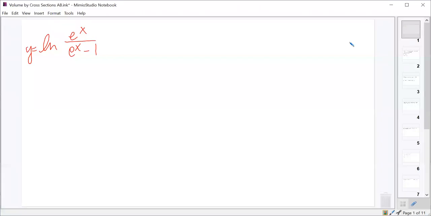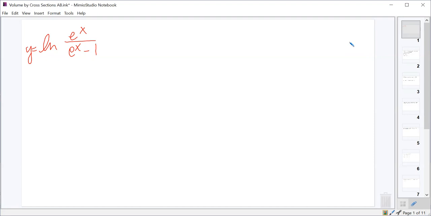So for y equals natural log of e to the x over e to the x minus 1, we want you to find the derivative of it. I think it says to find, what does it say, find dy dx, or does it just say find the derivative of it? Where is that? There we go. Yeah, find dy dx.